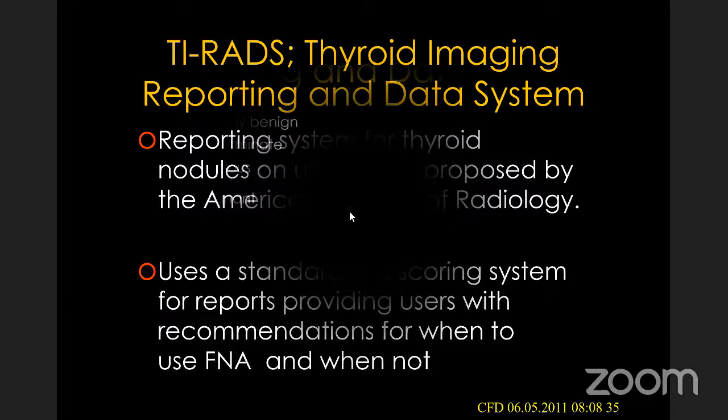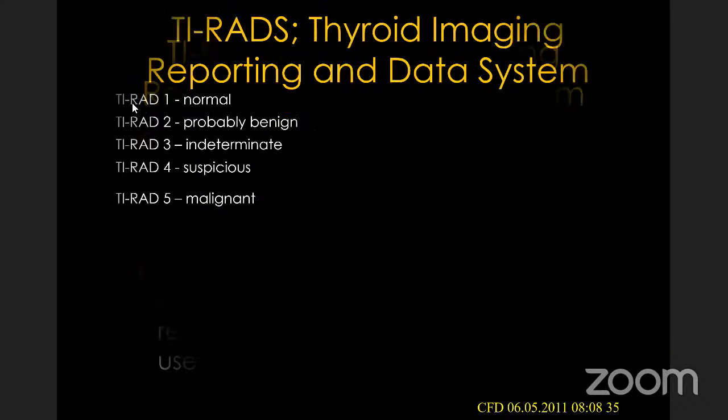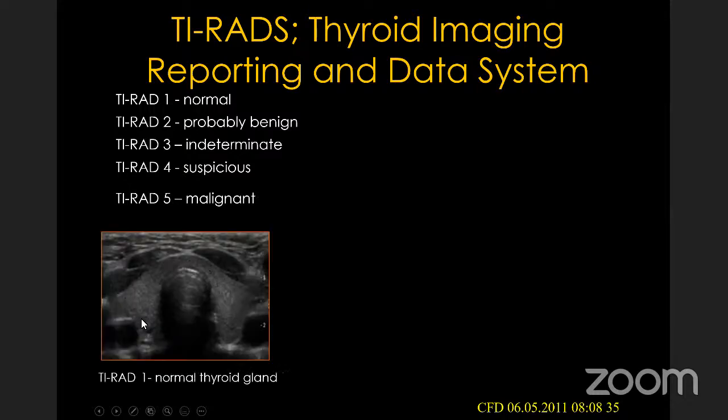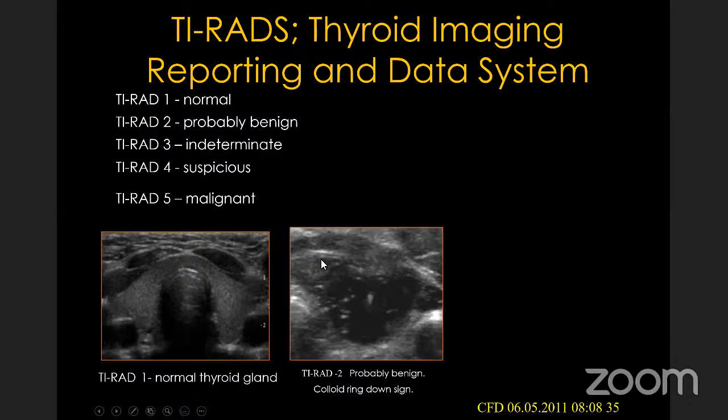Thyroid 1 describes normal thyroid where there is no nodule. Thyroid 2 is probably benign, a probably benign thyroid nodule. That lesion is a cystic nodule with calcification having ring-down artifacts. It is a colloid cyst. In this thyroid 1, it is a normal thyroid gland where there is no nodule. Thyroid 2 is probably benign because it is a cystic lesion with calcification that has colloid with a ring-down artifact. Probably it is the colloid ring-down sign.